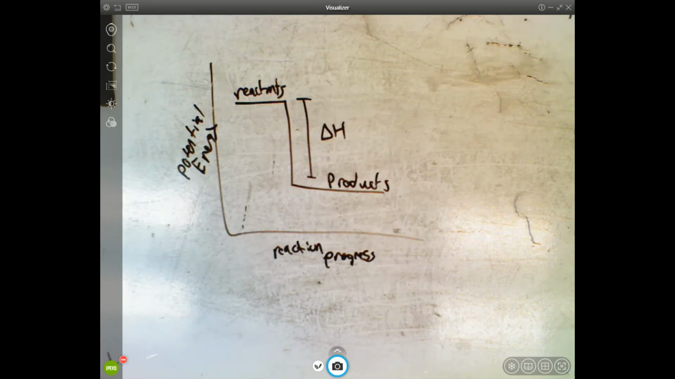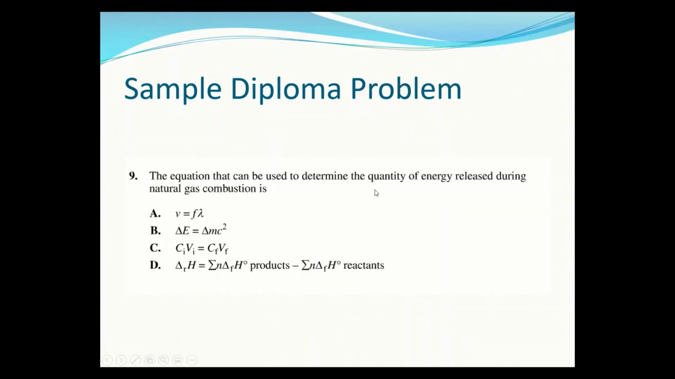Okay, so let's do the sample diploma questions. The equation that can be used to determine the quantity of energy released from combustion. It's combustion, so it's going to be D. This is the heat of our reaction. This is the sum of those coefficients times the heat of formation of products, minus the sum of coefficients times the heat of formation for the reactants.